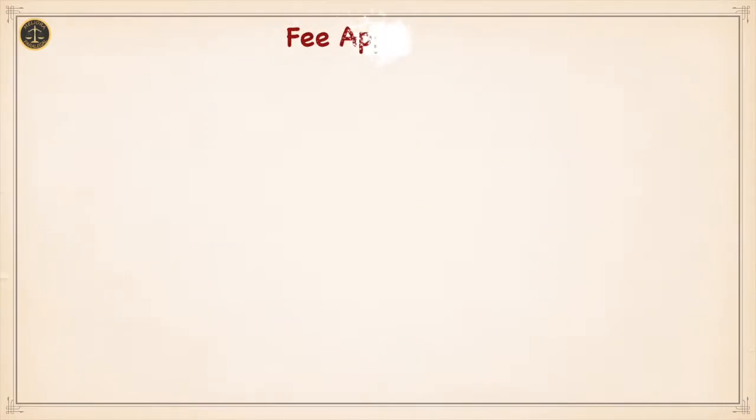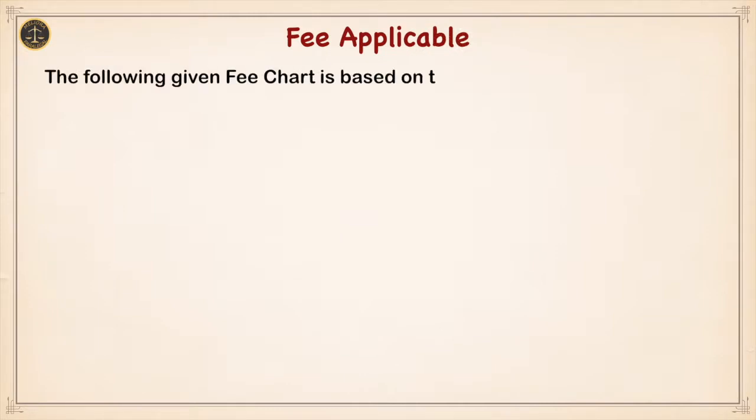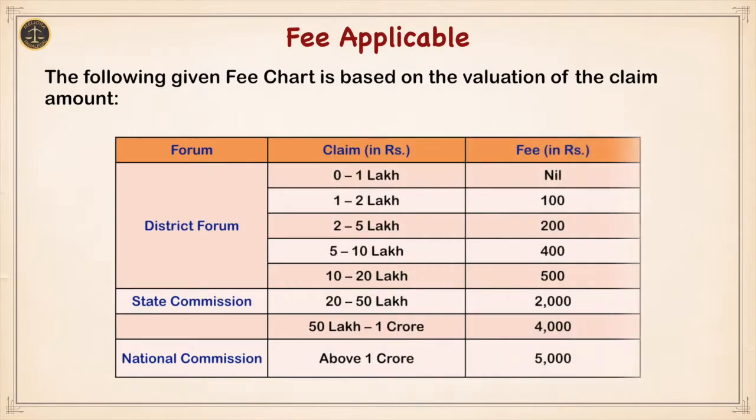Now, another important question is, what is the fee? The following fee chart is based on the valuation of the claim amount. See the following table. First of all, district forum. If your case is worth 0 to 1 lakh, there is no fee. If your case is worth 1 to 2 lakh, it's 100 rupees. 2 to 5 lakhs, it is 200 rupees. 5 to 10 lakh, it is 400 rupees. 10 to 20 lakh, it is 500 rupees.